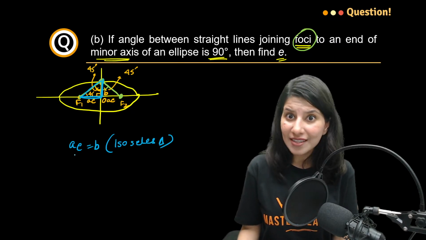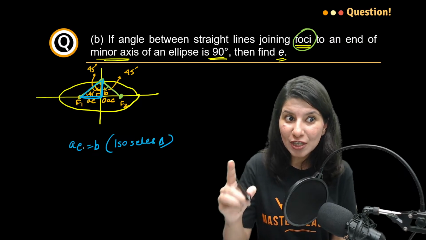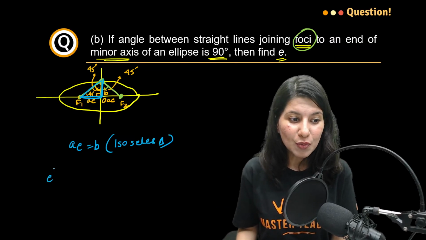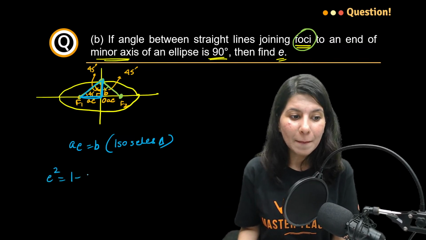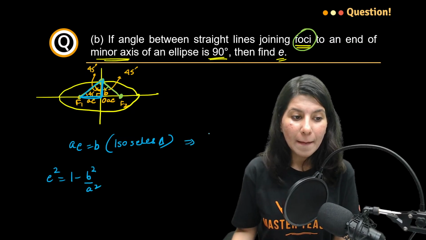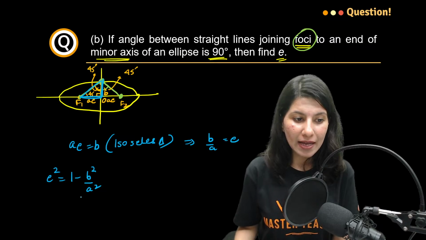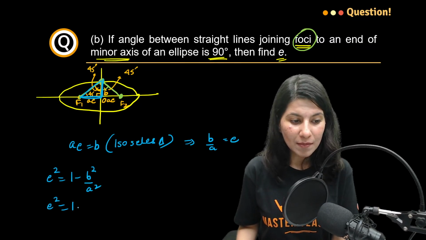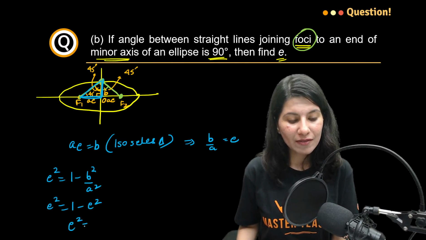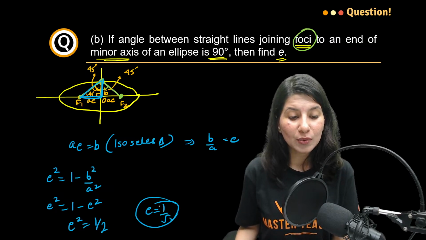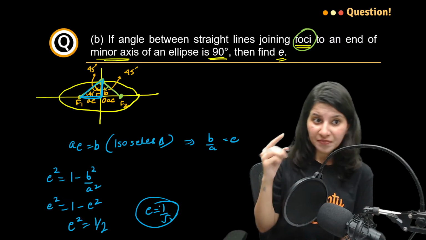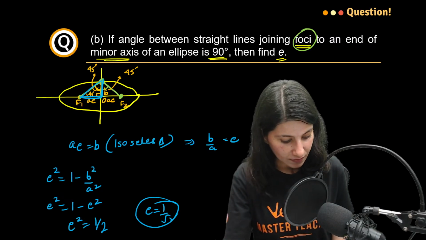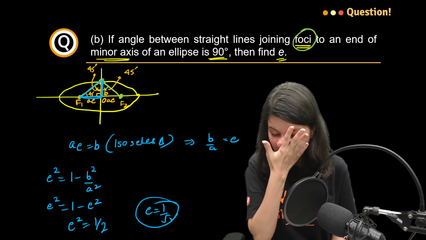So this time also A and B are equal, just like the previous question. You know that E square is 1 minus B square by A square. From here, B by A is nothing but E. So E square is 1 minus E square, so E square will be 1 by 2. So E is coming out as 1 by root 2 again.